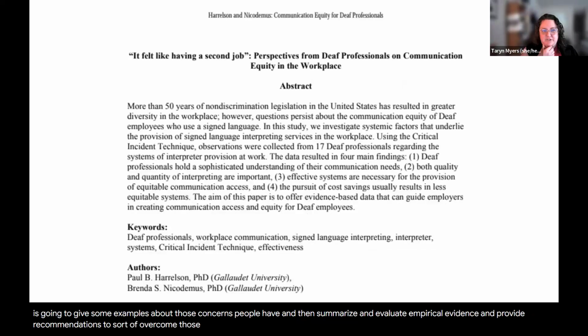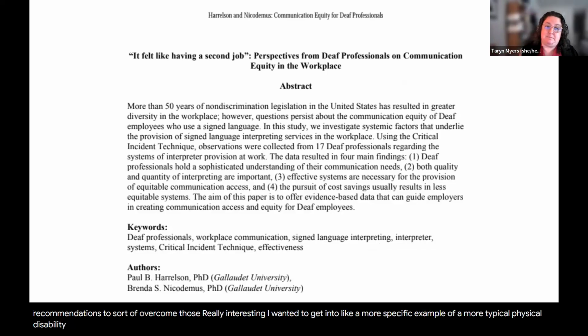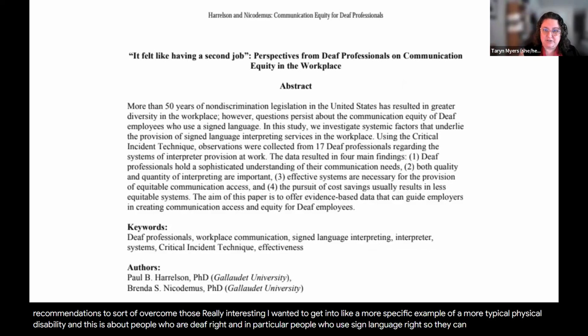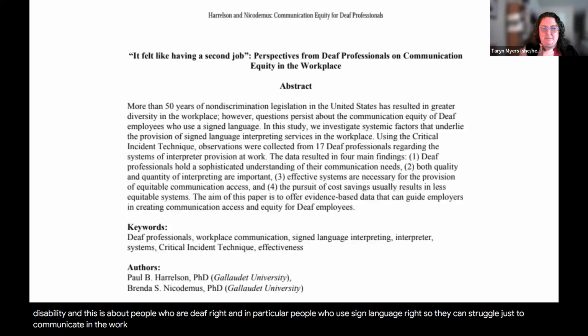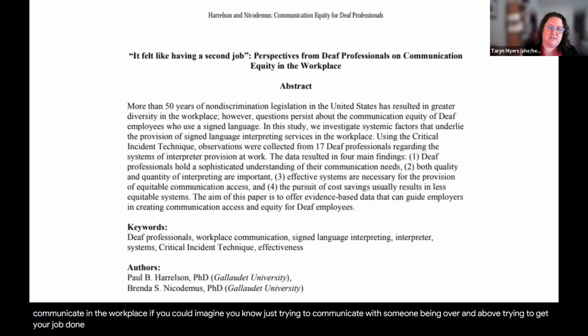What I thought was really interesting, I wanted to get into a more specific example of a more typical physical disability. And this is about people who are deaf, right? And in particular, people who use sign language, right? So they can struggle just to communicate in the workplace. If you can imagine, just trying to communicate with someone, being over and above trying to get your job done, right? And so this is about access for those individuals.